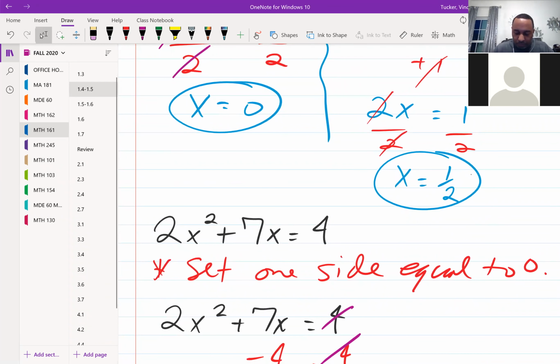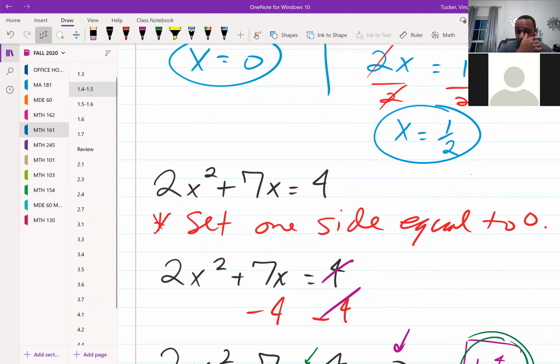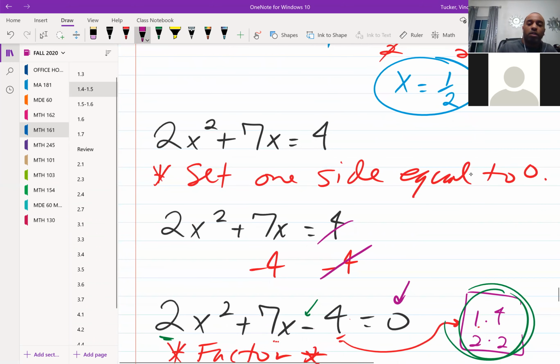All right, the next one, 2x squared plus 7x equal to 4. The first thing we need to do is set one side equal to 0. So we'll subtract 4 from both sides of our equation. That's what I did down here. Minus 4, and the 4 cancels on the right. That leaves me with 2x squared plus 7x minus 4, and that's equal to 0.